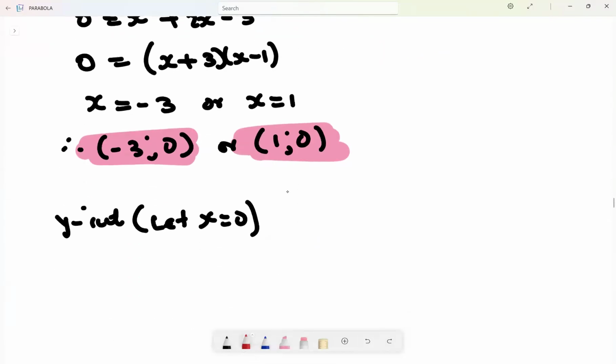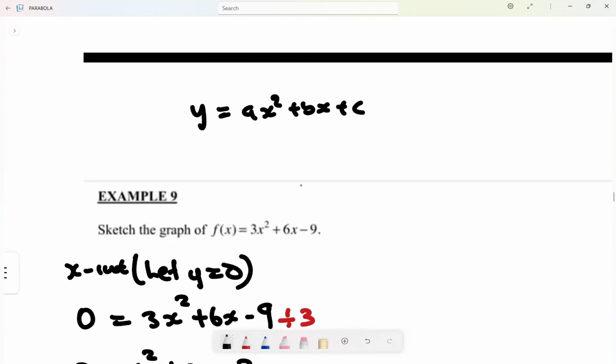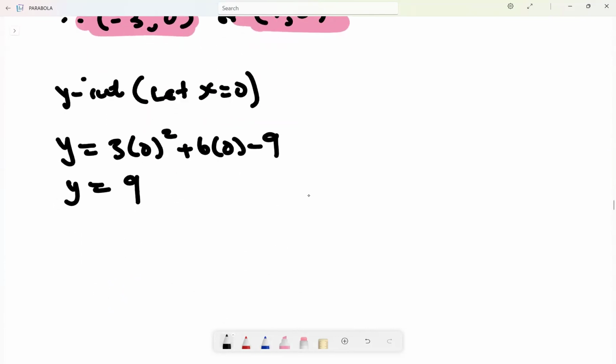So it's going to be y is equal to 3 times 0 squared plus 6 times 0 minus 9. So then how much do I get? Y is equal to -9. Can you see that? Then it tells me that if x was 0, y was -9. This is my y-intercept.